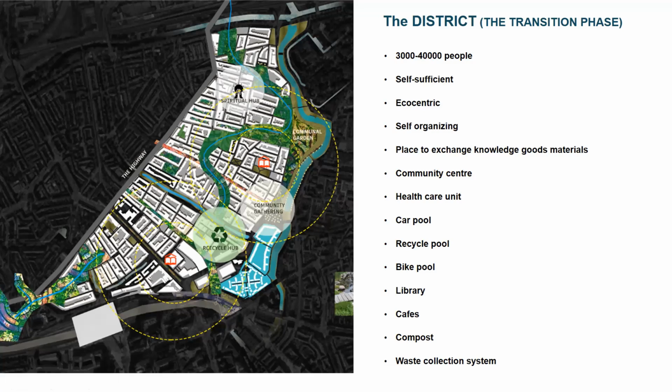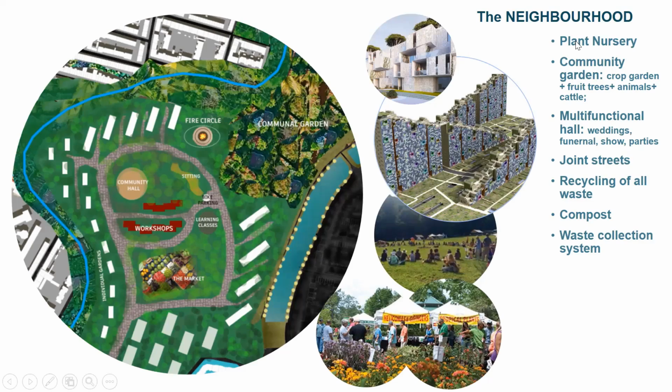I kind of wanted to make it more curved, but the designer who was with me was more into, let's take whatever was there and just recolor the spaces and fill them in. But I am more into biomimicry and taking curved shapes because they actually save space more. So there was a plant nursery for planting crops, a community garden, which means crop garden, fruit trees, animals, and cattle in this neighborhood.